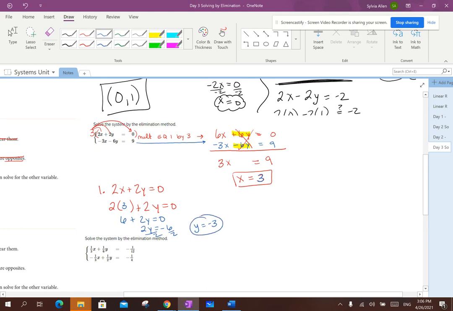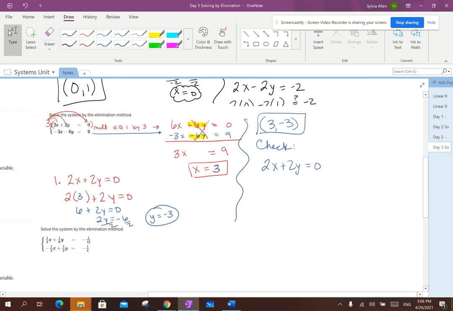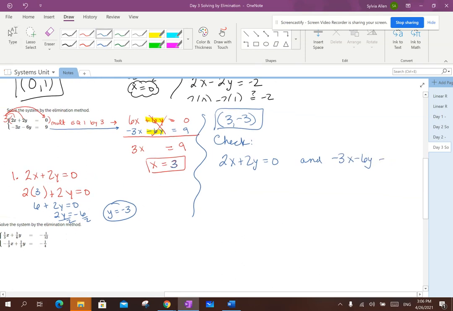So when I get y is equal to negative 3, I put it in the form of an ordered pair. That gives me (3, negative 3). But I have to check. So I get 2x plus 2y equals 0, and negative 3x minus 6y equals 9.